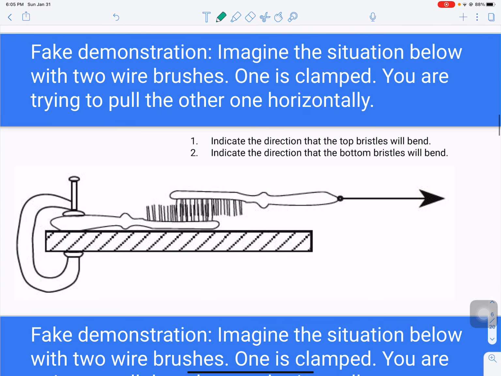I'm calling this a fake demonstration because unfortunately I don't have the materials that I need to do it. But I want you to imagine two wire brushes, exactly like normal brushes, except instead of soft bendy material, the bristles are made out of wire. So they're very stiff. Imagine I have clamped one brush down and I've got another brush on top of it, and I've pushed them together so that the bristles are overlapping. I'm going to try to pull this one horizontally. Indicate the direction that the top bristles will bend while I'm trying to pull, and then the direction that the bottom bristles will bend. Again, I'm pulling the top one to the right, and the bottom one is clamped down.